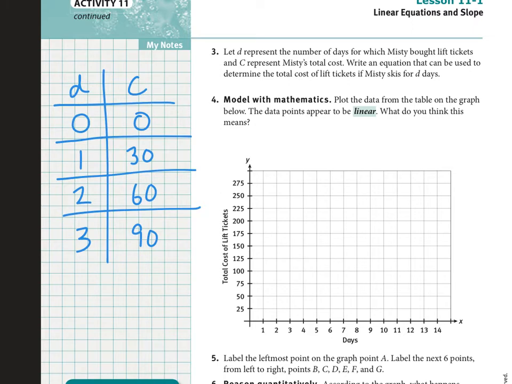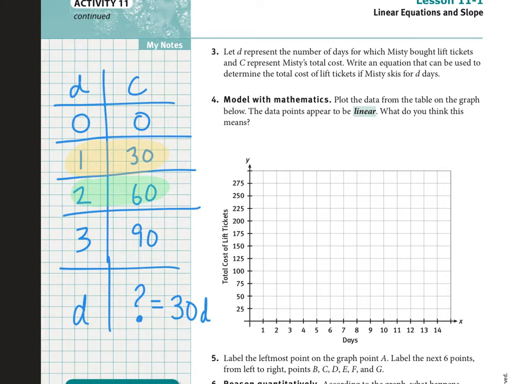Okay, so can we write an equation, still finishing up number 3 here, that can be used to determine the cost if Misty skis for D days? So again, if this was a variable D, what would the cost be for D days? If we take a look at our relationship, remember, each day is $30. So the cost is going to just equal 30 times whatever D is. If we take a look in our table, just for an example, right here, the cost was 30 for 1 day, right? That's 30 times 1. The next row, the cost was 60 for 2 days, right? 60 is just 30 times 2, and so on.